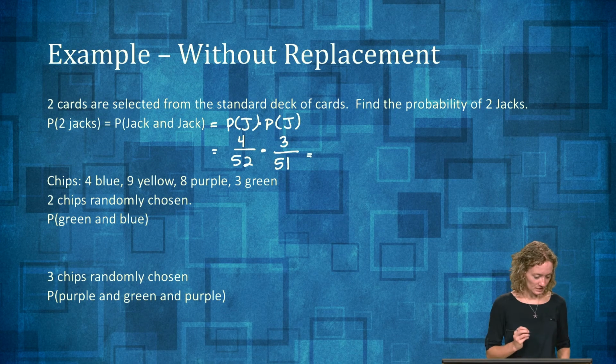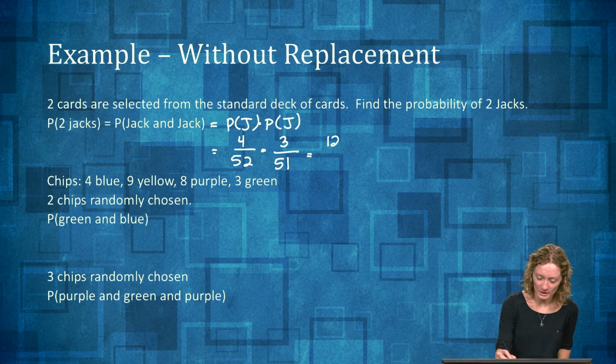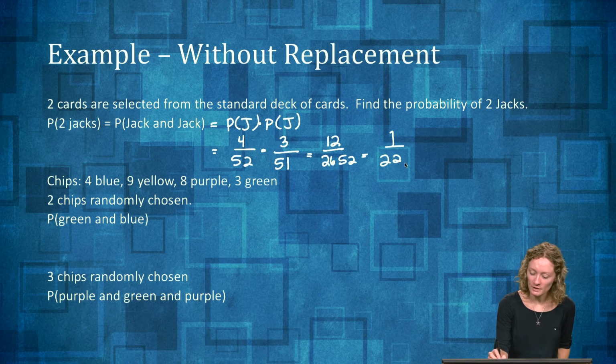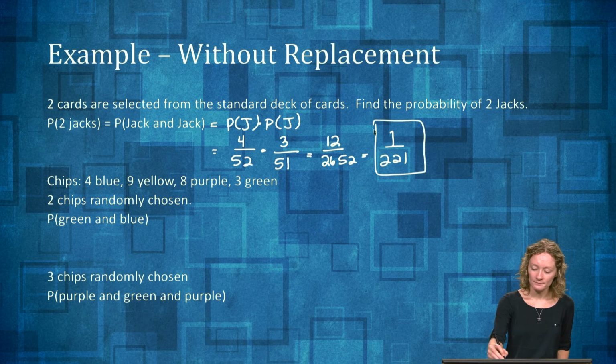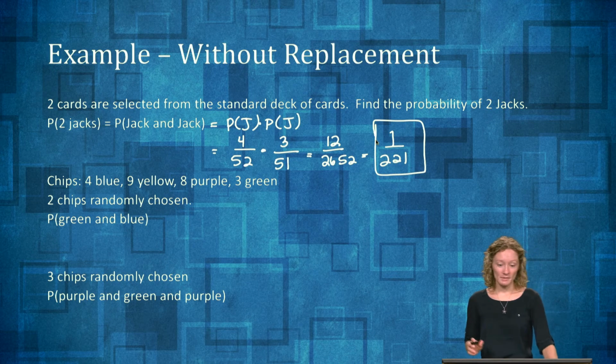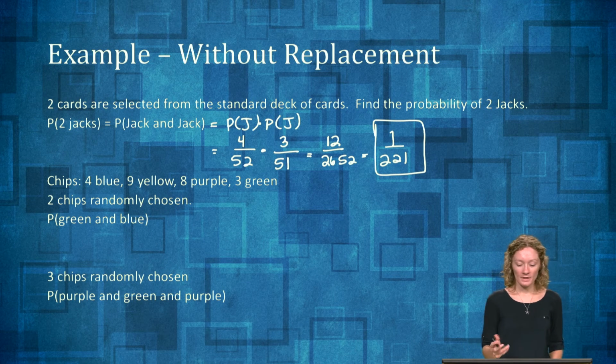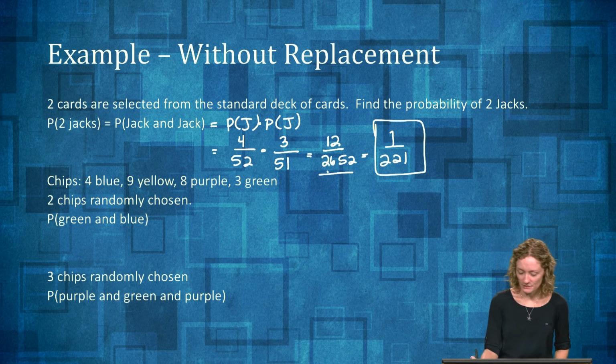All right, so we'll simplify. We get, if you multiply straight across, 12 over 2652. That simplifies to 1 over 221. There is no better way to think of this. Essentially, if you wanted to try to draw this one out, you would be drawing out 2,652 different options and then circling all that met the criteria. You don't want to do that. If it's more than one event, just use the formula. You're just multiplying lots of individual probabilities.